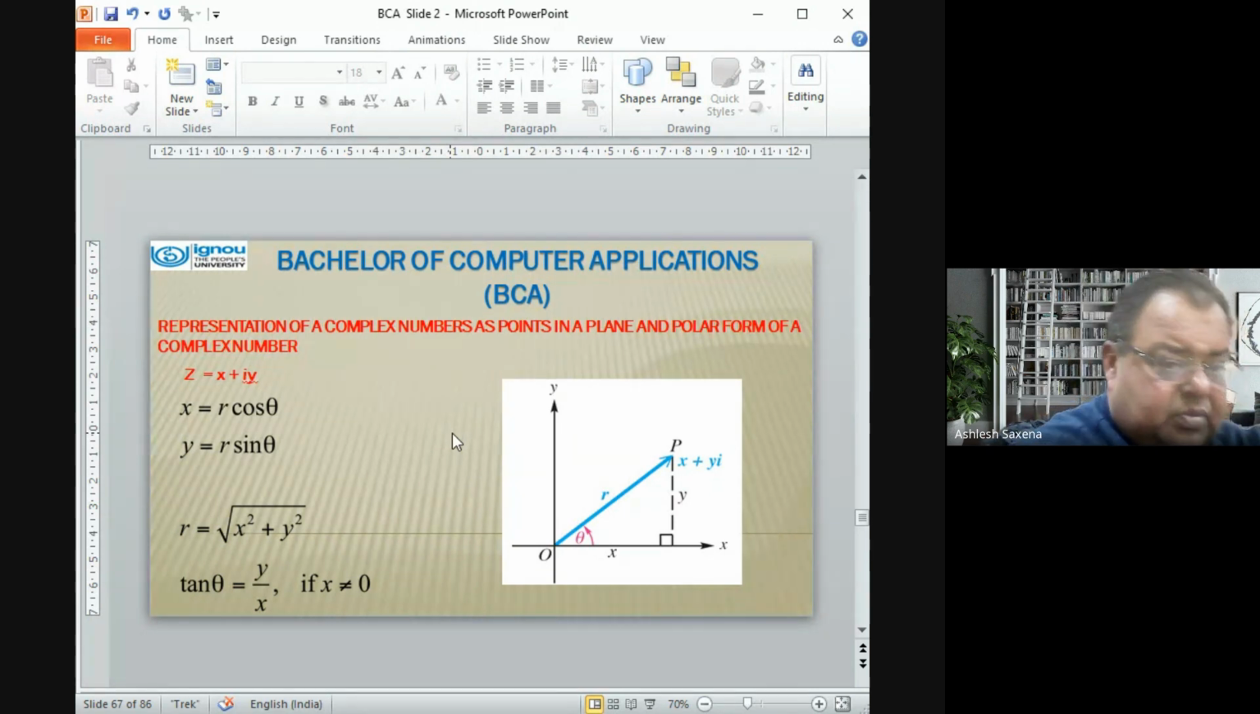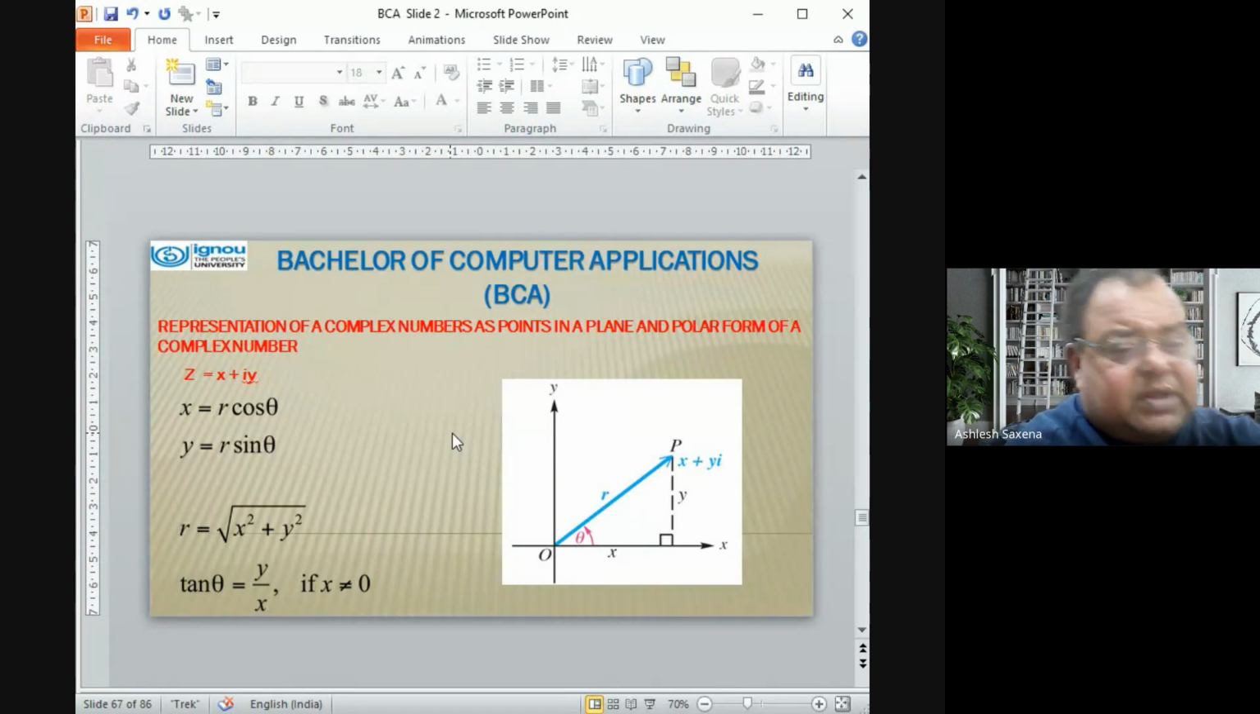Now, when we are talking about Cartesian representation, we can write z is equal to x plus iy, or z is equal to r times cos theta plus i sin theta. So when we compare with the real and imaginary parts of the complex number, we get x is equal to r cos theta, y is equal to r sin theta. Square them and add them.